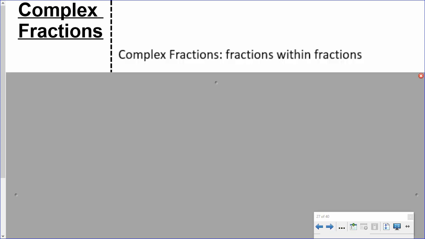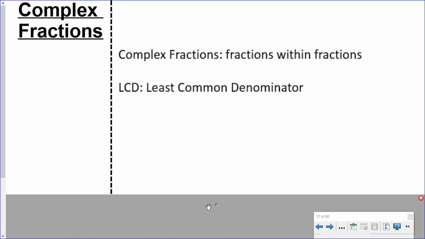And we have a couple of vocabulary terms. The first one is complex fractions. This is when you have a fraction within a fraction, or fractions within fractions. Okay, your LCD, we talked about what that was previously. That is the least common denominator, and we needed that when you're adding and subtracting fractions. And we'll need to figure out our least common denominator today to make these problems easier for us.